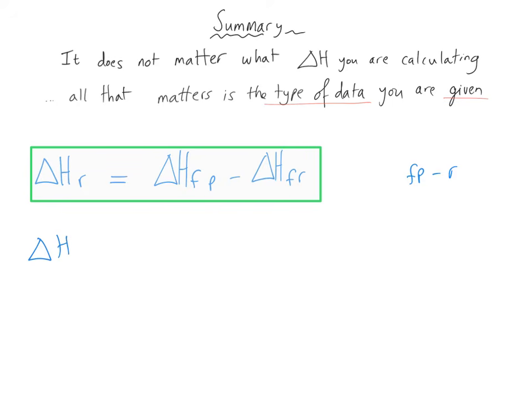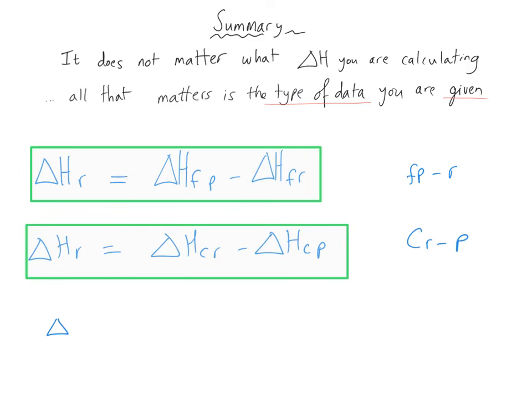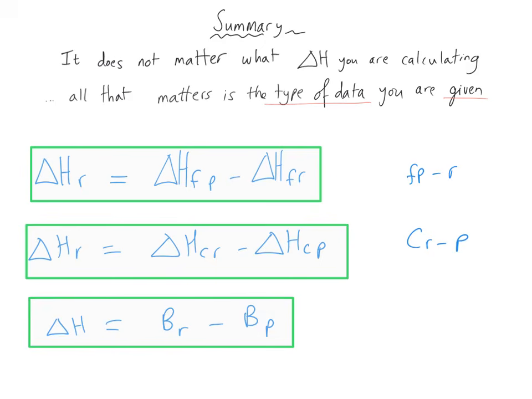If you have been presented with enthalpy of combustion data, you will be doing your calculation by taking the enthalpy change of combustion of the reactants and subtracting from it the enthalpy change of combustion of the products. And last of all, if you have been given mean bond enthalpy data, you will take the bond enthalpies of the reactants and subtract from it the bond enthalpies of the products in order to find the enthalpy change for this reaction.